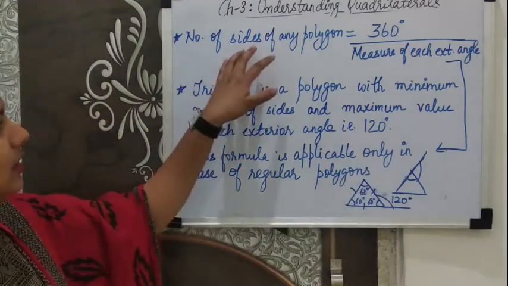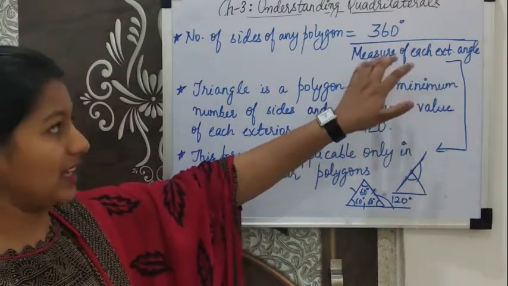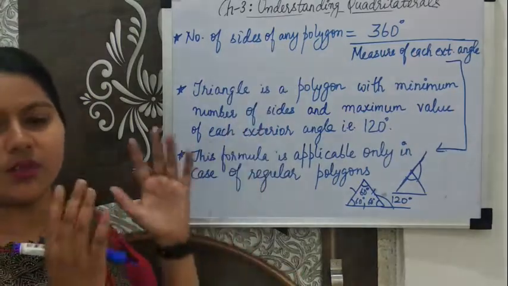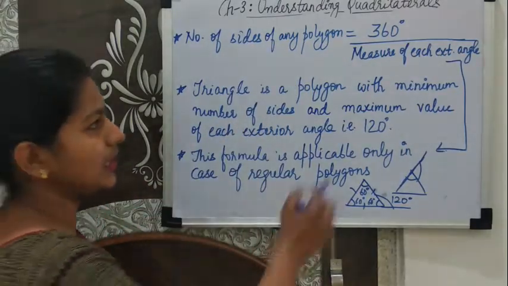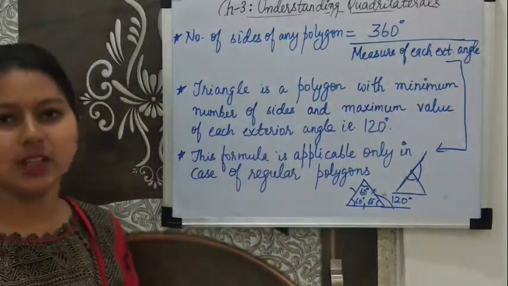Fine. So I think this formula of exterior angle, that angle sum property for exterior angles: the sum of exterior angles of any polygon is 360 degree. This formula we can use to find the number of sides of any polygon.